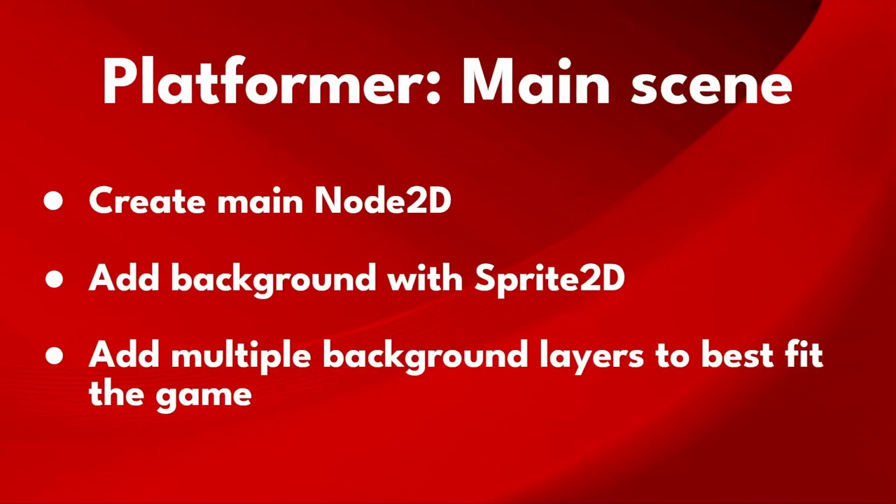All right, so in this section, we're going to start creating the main scene. We're going to start off by creating the main scene with a node 2D. Then we're going to add a background with a sprite 2D. And last but not least, we're going to add multiple background layers to best fit the game. Let's go ahead and get started.